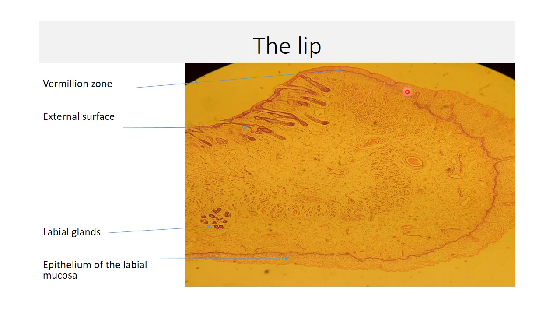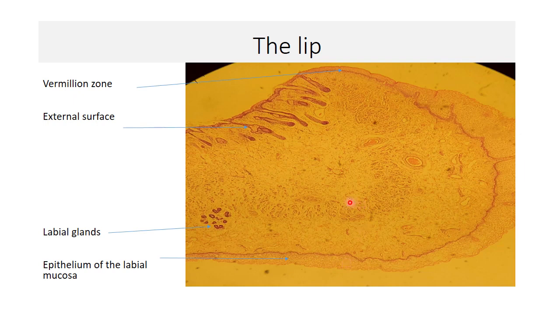After this part you can see an expanded part representing the oral mucosa, the lining of the oral cavity. Here is the inner part of the lip, which is called the oral mucosa. Here the oral mucosa is stratified squamous epithelium tissue.